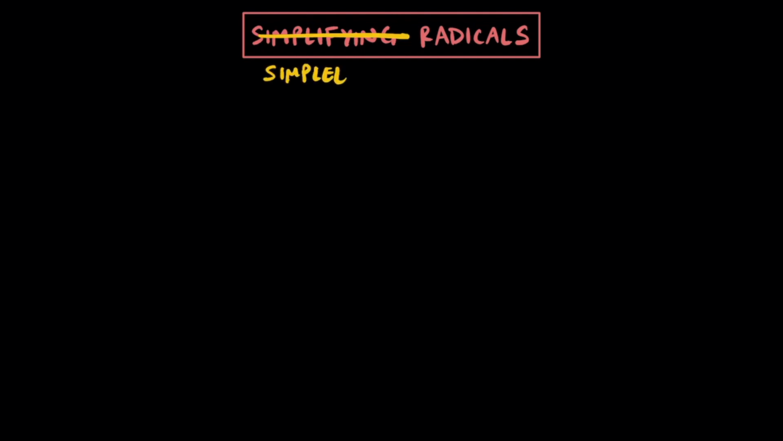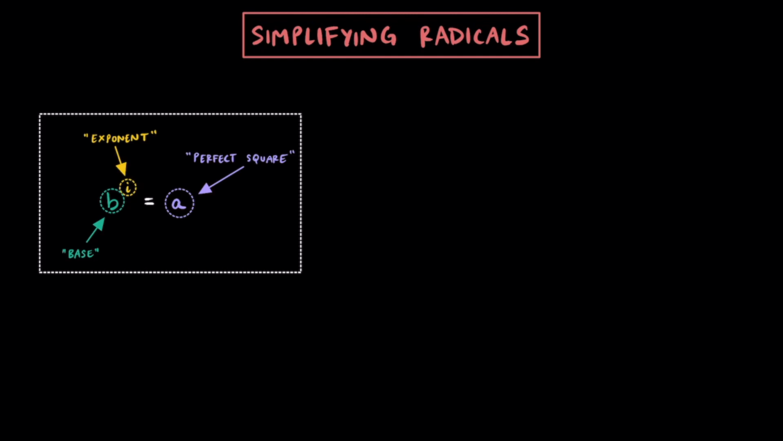In this video, let's talk about simplifying radicals. If you're learning about how to simplify radicals, then I'm assuming you know a little bit about powers. Here on the screen to the left side of the equal sign, you can see an example of a power where b is equal to the base and i is the exponent.